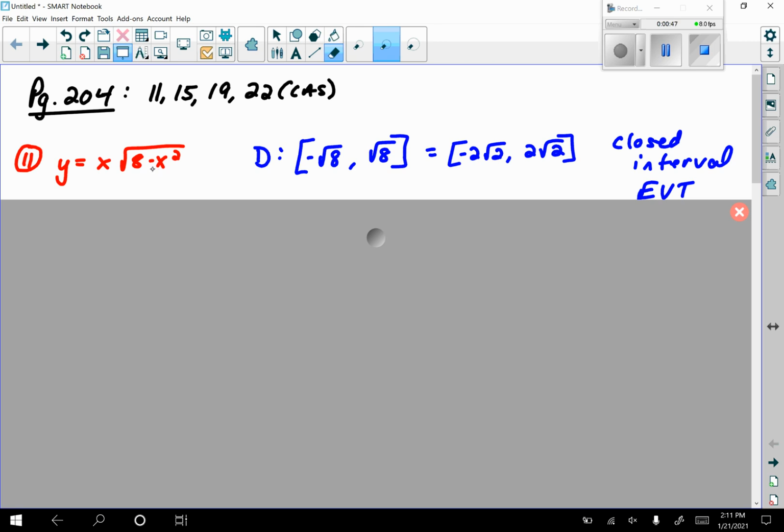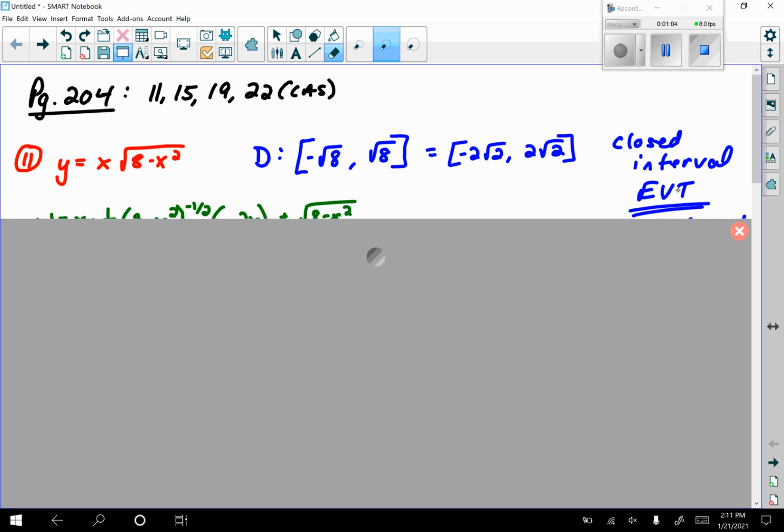And anything in between would be less than 8 when I squared it. But anything over positive radical 8 or below negative radical 8, that would give me a value larger than 8. So I have to stay in between the radical 8s here. And just to note that radical 8 simplifies to 2 radical 2. So this is now a closed interval, so we are guaranteeing an absolute max. It's a continuous function on a closed interval, so the extreme value theorem applies here.